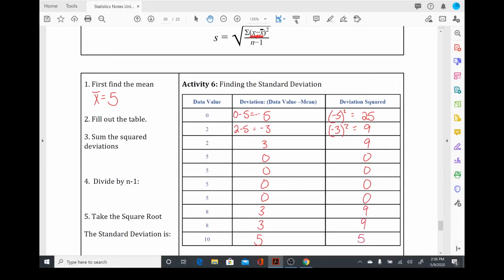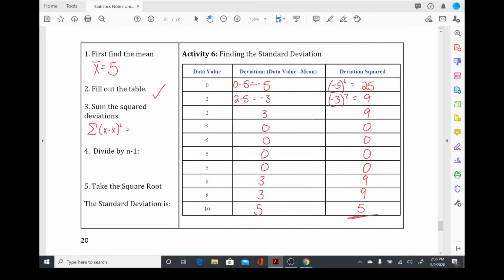All right, then check. Sum the squared deviations. That was this command, sum of x minus x bar, and then we squared it. So we've got to add all of these squared deviations up. Basically, we got to add this column up. And my 25 looked a little funny there. Okay, so that looks like 86.